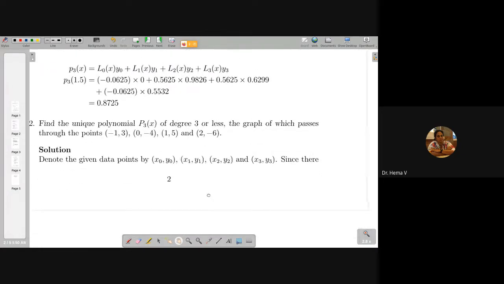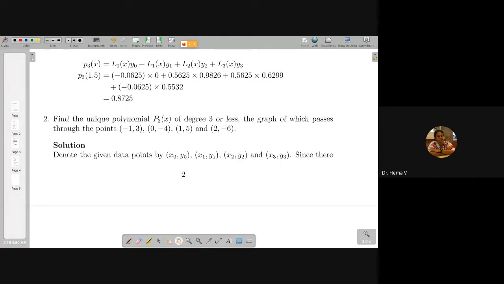Now look at the question. Here you are asked to find the second question. Find a unique polynomial P3 of x of degree 3 or less, the graph of which passes through these points.